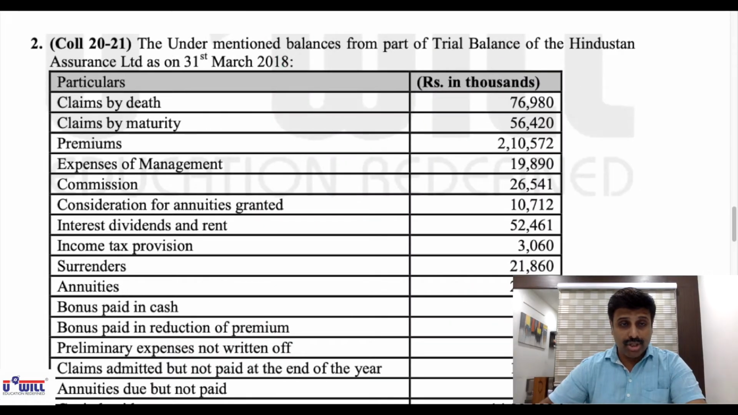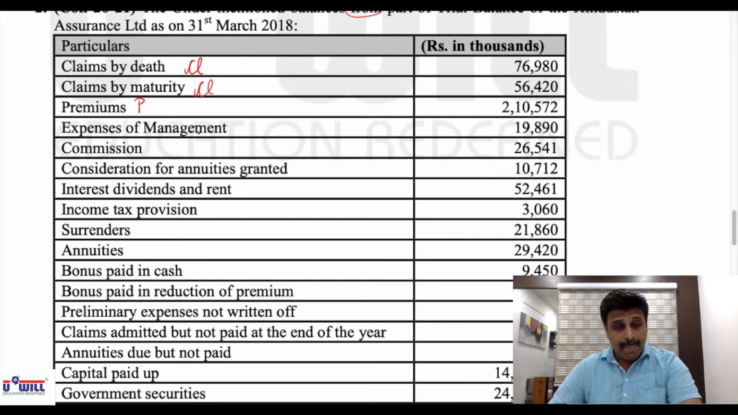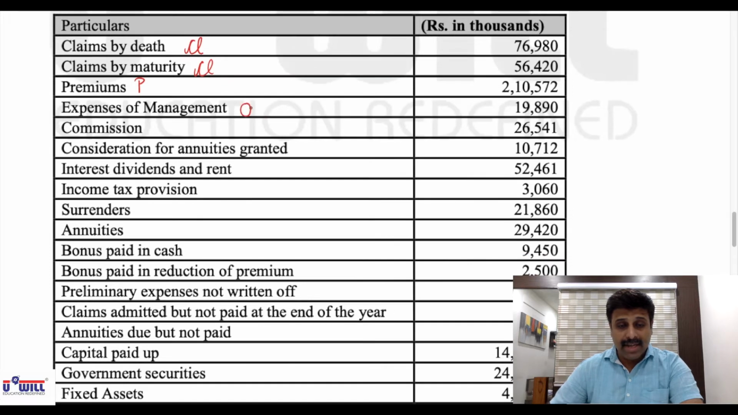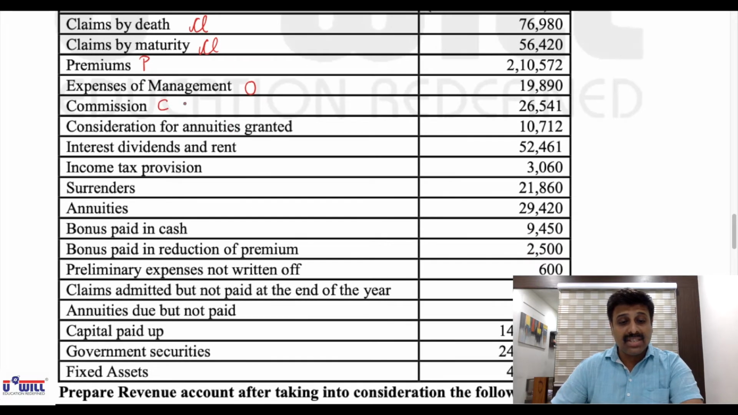So take out question number 2. Yes, so look at question number 2, everyone, be attentive. The under mentioned balances form part of the trial balance of the Hindustan Assurance Limited as on 31st March 2018. Claims by death will come in benefits paid, mark them as CL. Claims by maturity will also come in benefits paid, mark as CL. Premium P, expenses of management operating expense O, commission C.